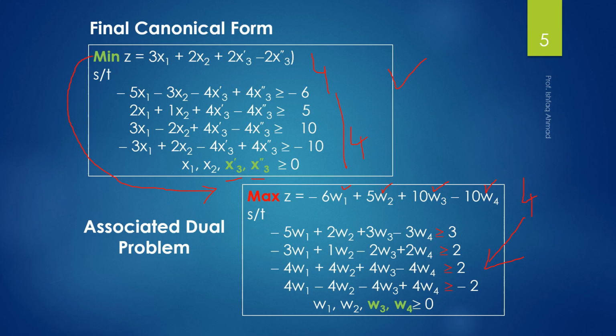So the right hand sides of the original problem have become the coefficients of the dual objective function, whereas the canonical form coefficients are the right hand sides in the equivalent dual problem. So all the variables are greater than or equal to 0. Please keep in mind that w3 and w4 will be greater than or equal to 0.